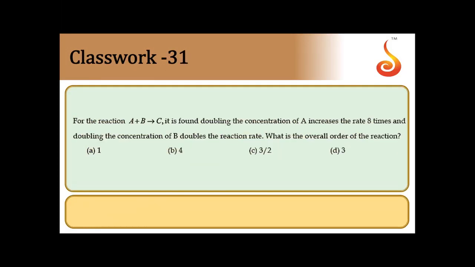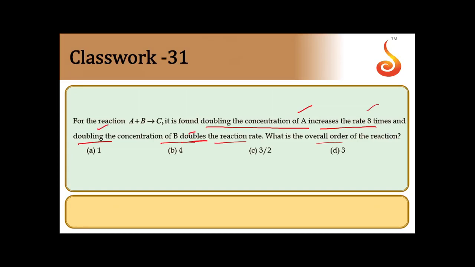Then for the reaction A plus B giving rise to C, it is found that doubling the concentration of A increases the rate by 8 times, and doubling the concentration of B doubles the reaction rate. What is the overall order? So, doubling A, the rate changes by 8 times. Doubling B, the rate doubles.